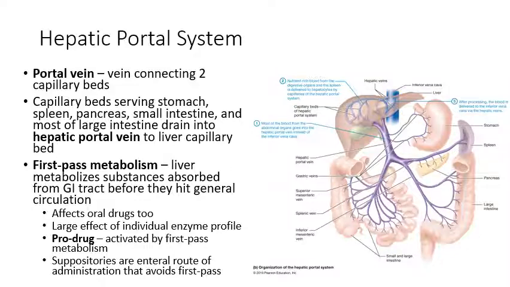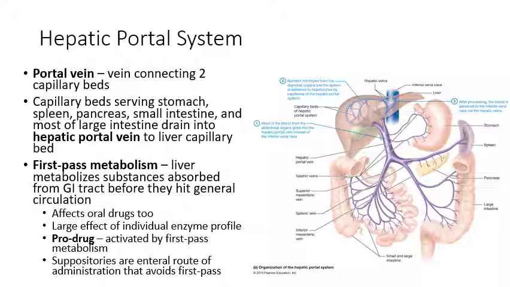So this is very important. It protects you from toxins that you may accidentally ingest. It also affects drugs that you eat, like pharmaceutical drugs. Some drugs are going to be subject to extensive first pass metabolism, which means that the liver is going to metabolize them very aggressively, so that most of that drug is going to be metabolized by the time it gets out of those liver capillary beds and has a chance to hit the rest of your system.